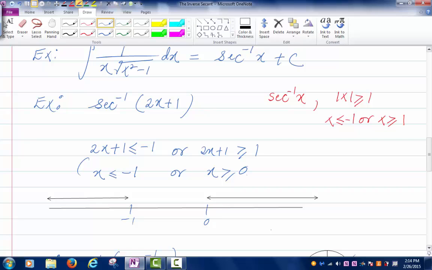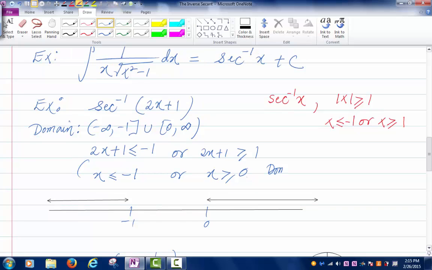So what's the domain? Actually let me write it here. Domain is negative infinity to negative 1. Negative 1 is included, right? And 0 to infinity. You agree with that? That's the domain of secant inverse of 2x plus 1. Is it clear? Is everybody okay?